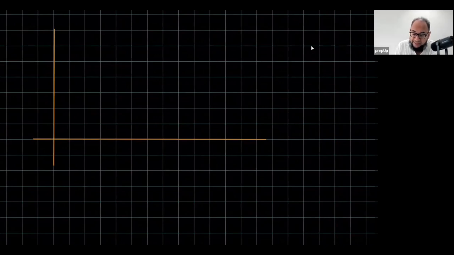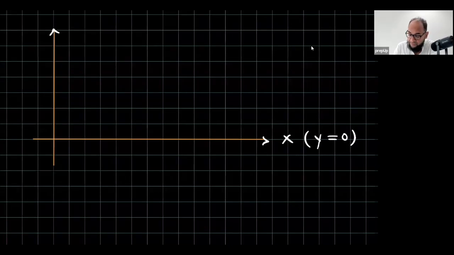So just some basic thing, the x-axis is also known as y equals 0. That's the equation of a line. Why? Because if I look at the coordinates, let's say this is 1, 0, and this is 2, 3, 4, 5, this is 5, 0, and so on. All along the x-axis, the y coordinate is 0. So that is the equation.